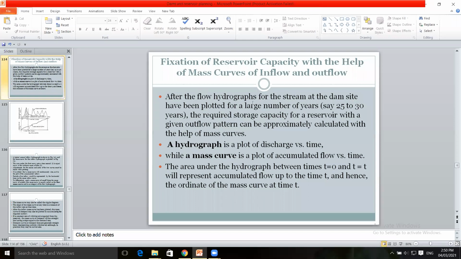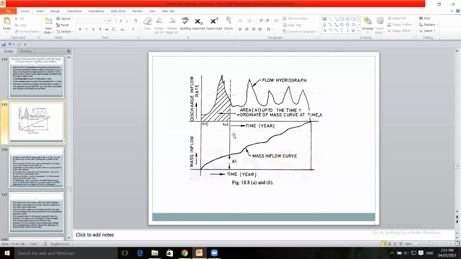From the upper flow hydrograph for the stream at the dam site, plotted for a large number of years, for several years, the flow hydrograph is plotted for 10 years or 20 years, 25 to 30 years. The required storage capacity for a reservoir, given the outflow pattern, can be calculated with the help of the mass curve. That is shown in the hydrograph for a number of years, 10, 20, 30.